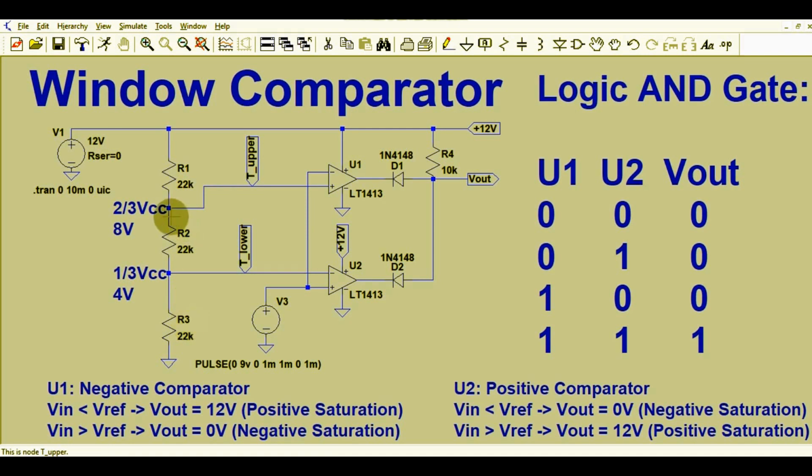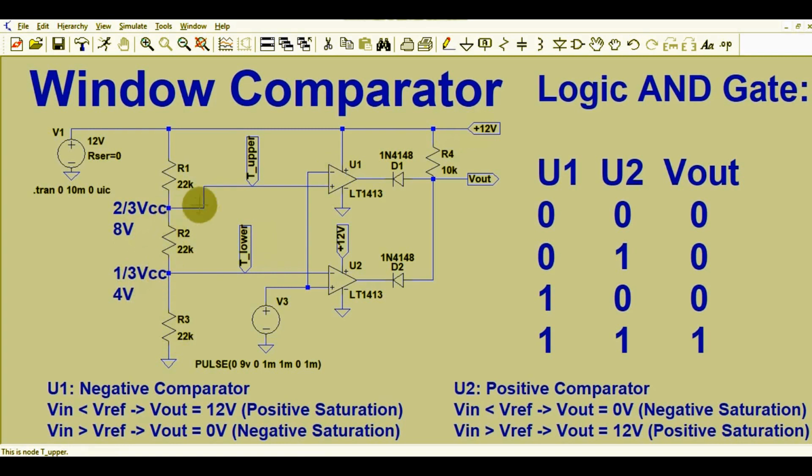So basically R1, R2 and R3 forms a voltage divider. So at point here, the voltage across R2 plus R3 would be 2/3 of VCC. Since VCC is 12 volt here, so voltage would be 8 volt, and at point here the voltage across R3 would be 1/3 of VCC. Since VCC is 12 volt, so you will get here 4 volt, right?